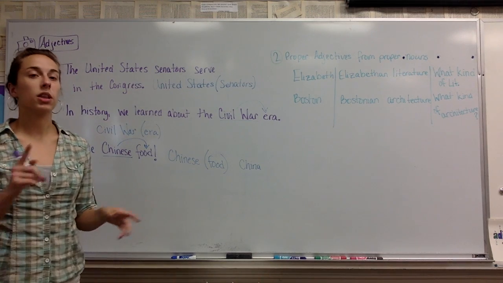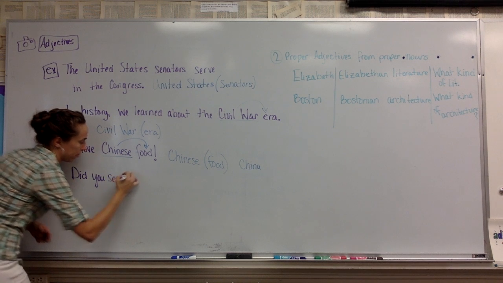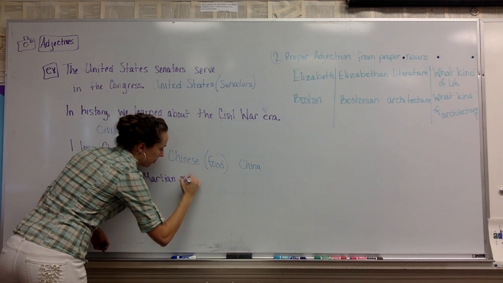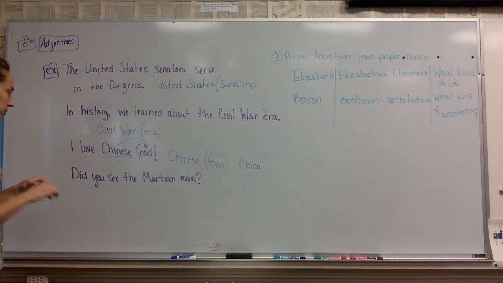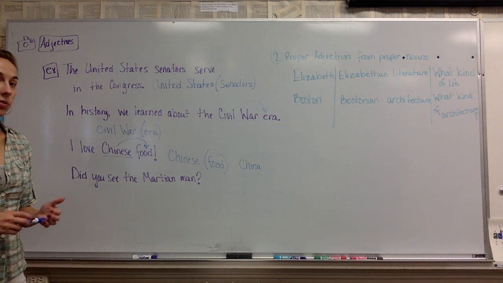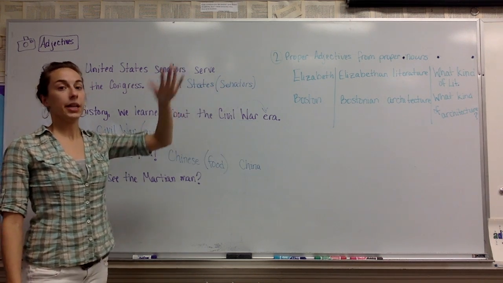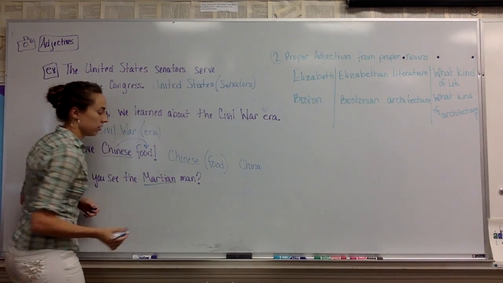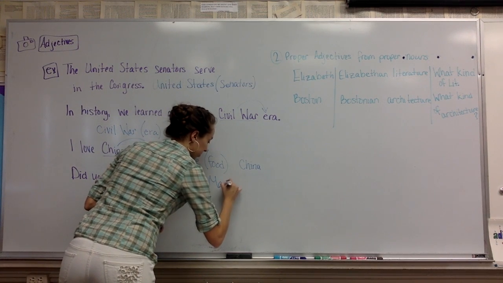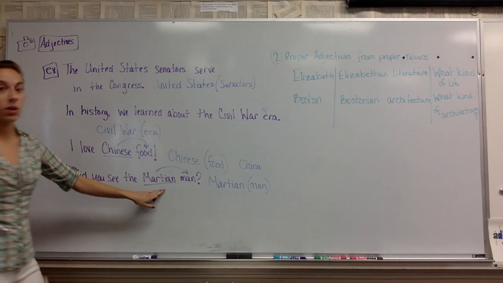Did you see the Martian Man? Not the Muffin Man, the Martian Man. What is our proper noun being used as an adjective? Oh, that's right. We are back over here again. So we actually changed our proper noun into an adjective. And that would be Martian. And what are we describing with Martian? We're describing that man. Where does Martian come from? Mars.